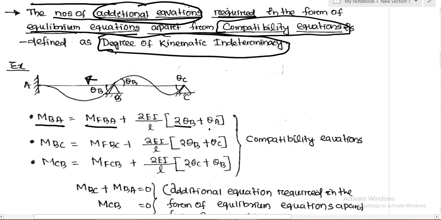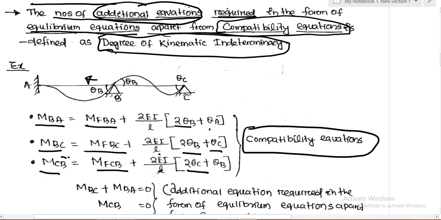Okay. So similarly, if you write out MBC, that is fixed moment at BC plus 2EI/L into (2θB plus θC). Similarly, if you write out MCB, that is fixed moment at CB plus 2EI/L into (2θC plus θB). So these are actually called the compatibility equations.